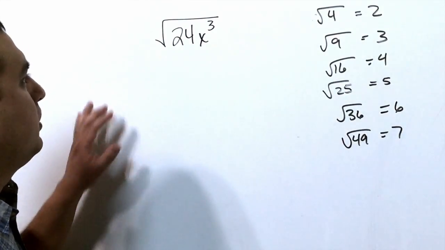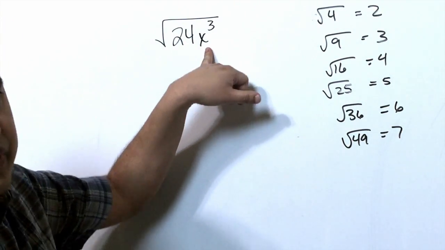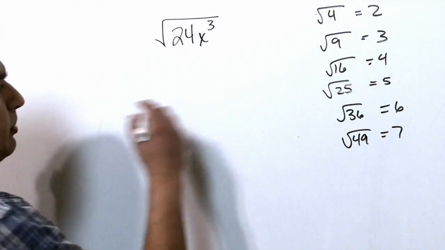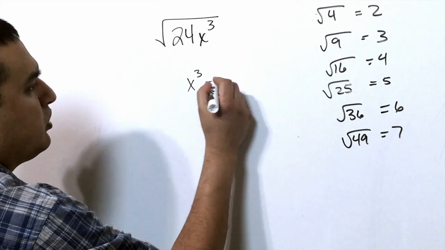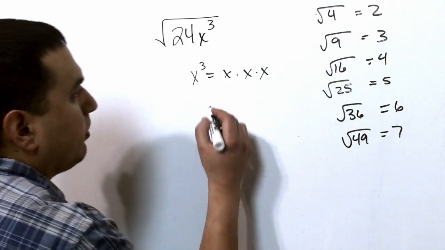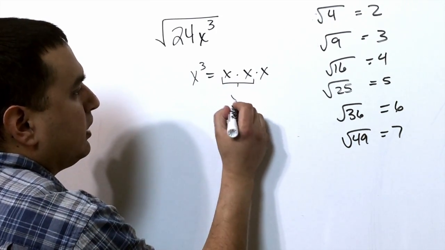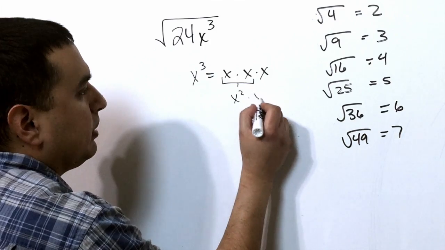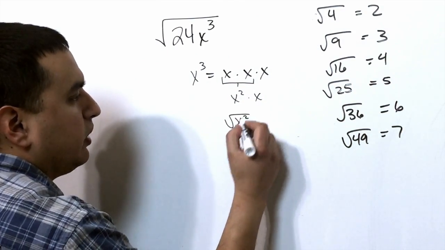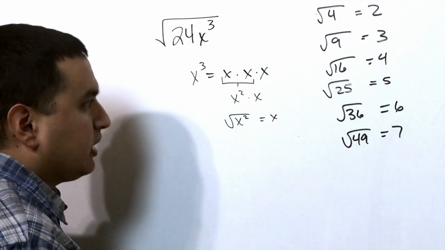All right, we got another radical. This time, if you notice, we have a variable stuck inside this. Now, just a quick thing, remember that x to the third power just means x times x times x. To do that, we end up looking at pairs, because I could rewrite that as x squared times x. And so if I take the square root of x squared, that's just x. All right, so let's look at that real quick.